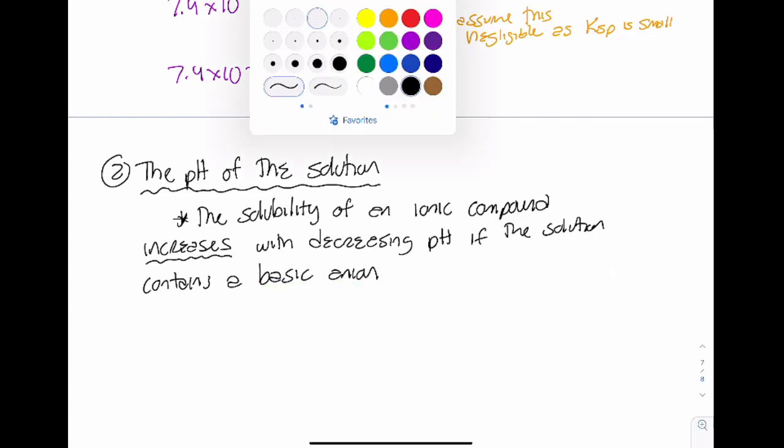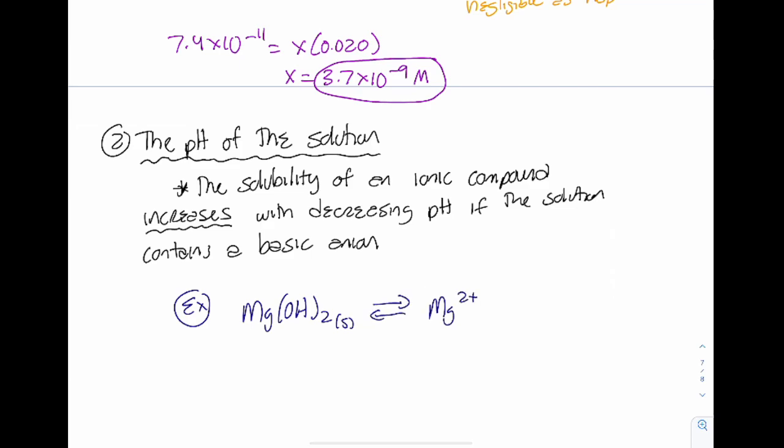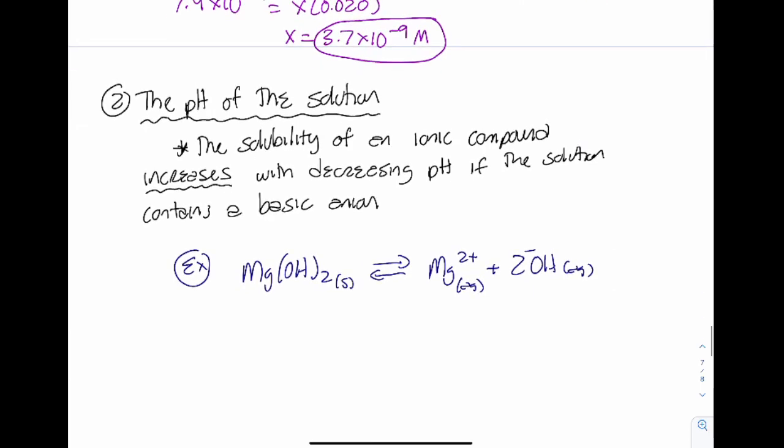And the easiest way is to just look at an example. So we'll look at magnesium hydroxide. And we're going to form magnesium ions and 2 hydroxide ions. And we know that hydroxide ions are basic. That's our strong base essentially. So what happens is we're going to add acid to it. If we want our pH to get smaller, decreasing pH, we need to add acid.